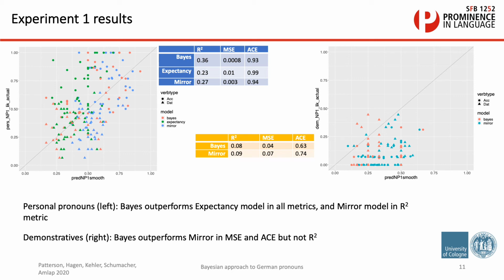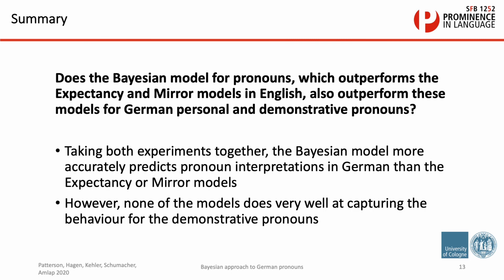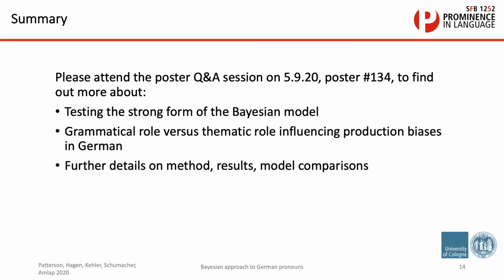overall, with 1 or 2 exceptions, the Bayesian model outperforms the other 2 models for both the personal pronouns and the demonstrative pronouns. That's also true for experiment 2. So overall, taking both experiments together, the Bayesian model seems to more accurately predict pronoun interpretations in German than the expectancy or mirror models. However, none of the models are doing a very good job at capturing the behaviour for the demonstrative pronouns. And if you'd like to know more, please come to our poster number 134.